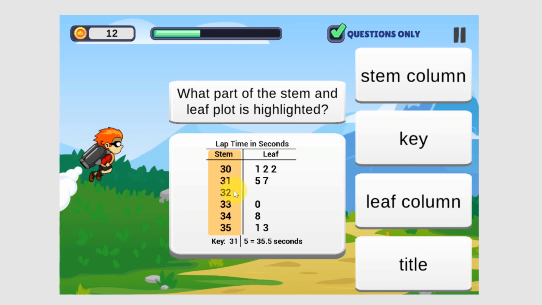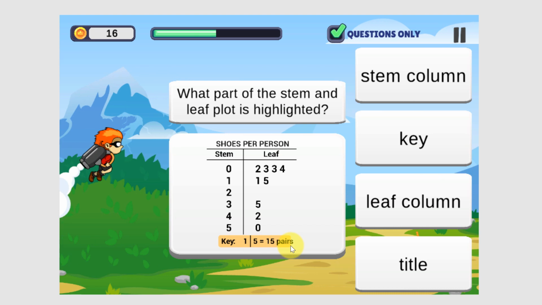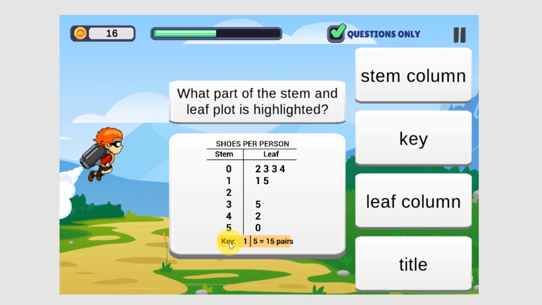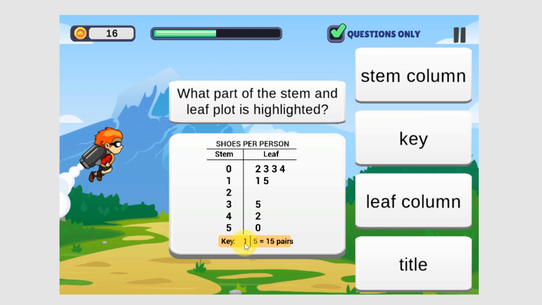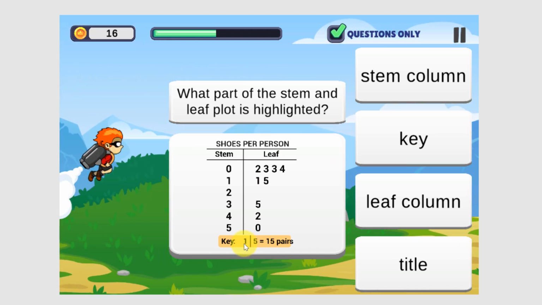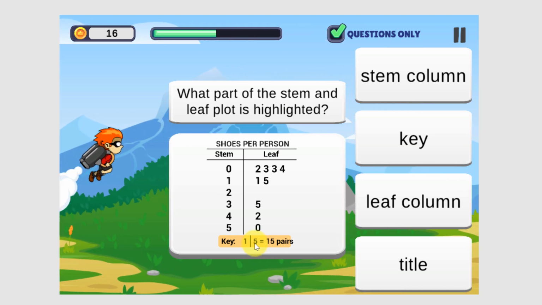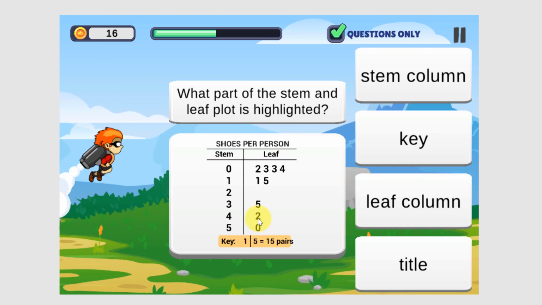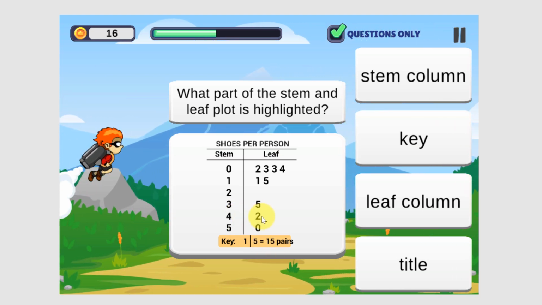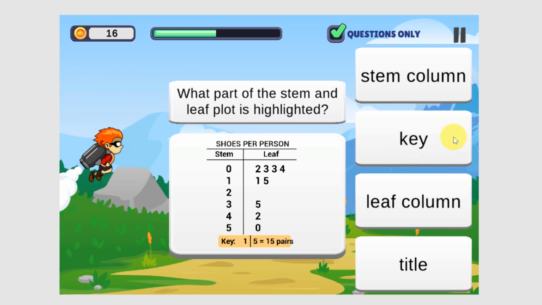And again, we have the stem column highlighted. And here we have our key highlighted. The key gives us information on the data that's in the stem plot. If there's a number to the left of the line and a number to the right of the line, we just treat that as 15. A 1 and a 5 becomes 15. So a 4 and a 2 would become 42, and so on. That's the key.